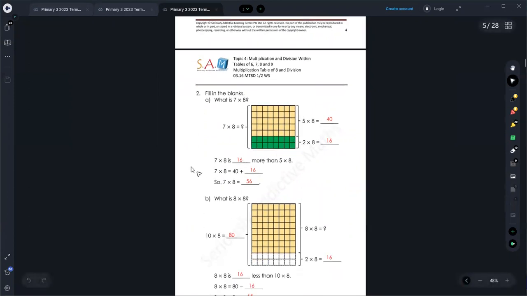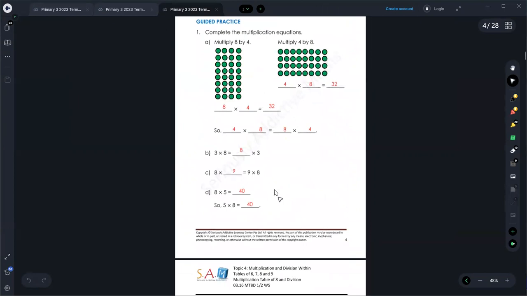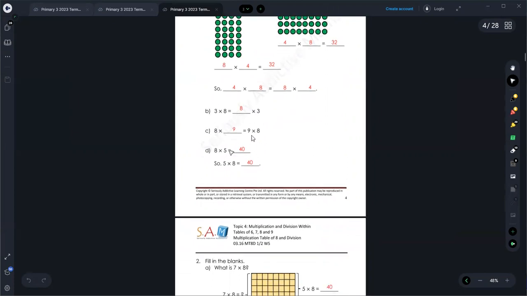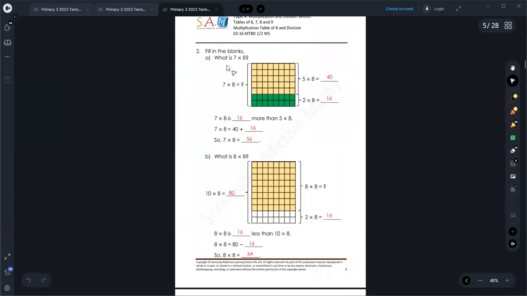So for example, do the questions. Let's just do the guided practice quickly. So 8 times 4 here is the same as 4 times 8. All right, so take them through this. 3 times 8 is the same as 8 times 3. And then after that, 2a, 7 times 8.